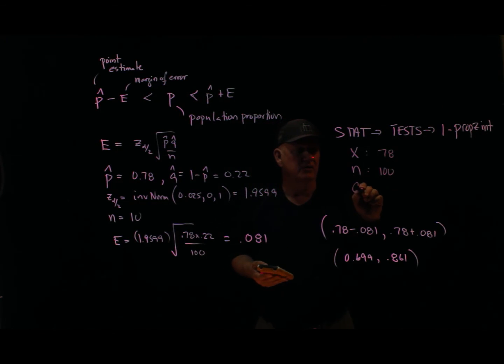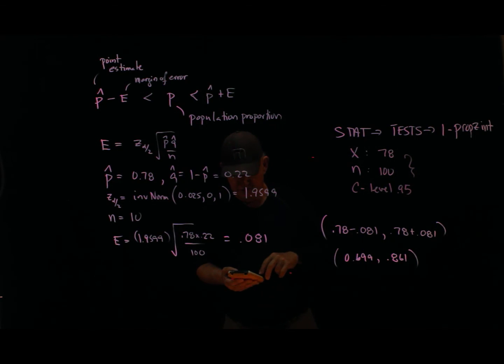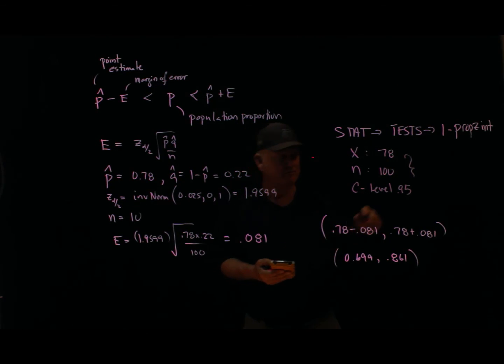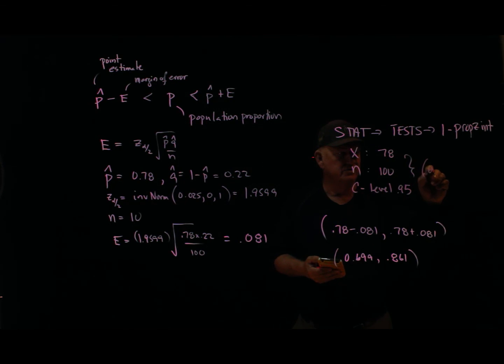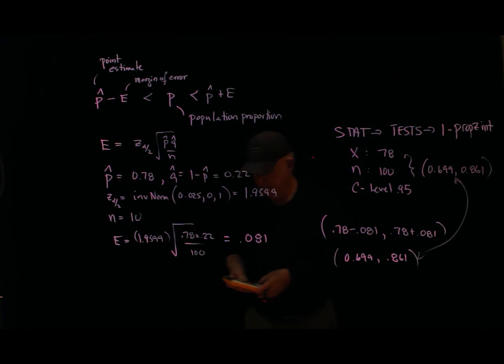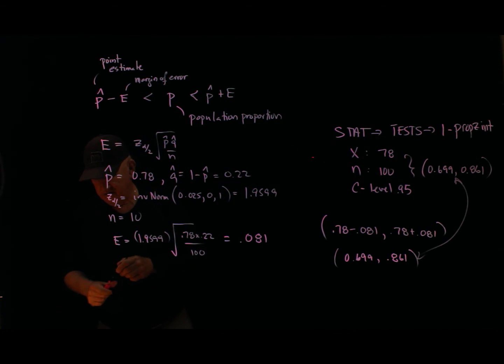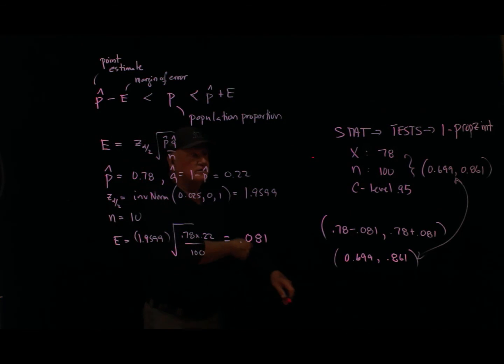The C level is 0.95. And all you have to do is enter those quantities, and you'll get the answer 0.699, 0.861, exactly what we got by hand. All right, you choose which of those two you would rather do. In a test situation, I believe I'd recommend using your calculator.